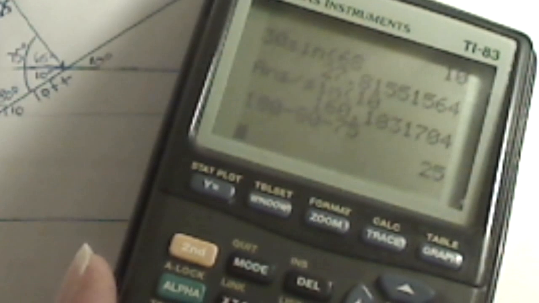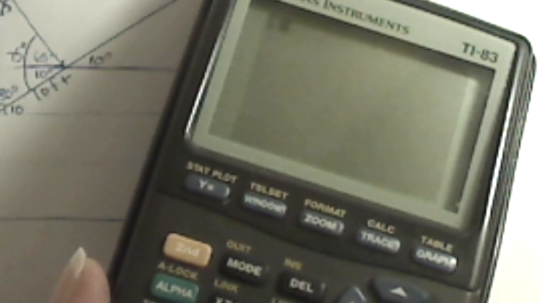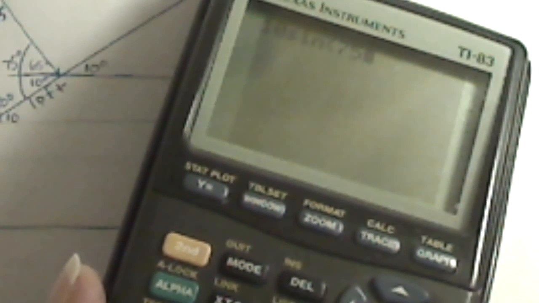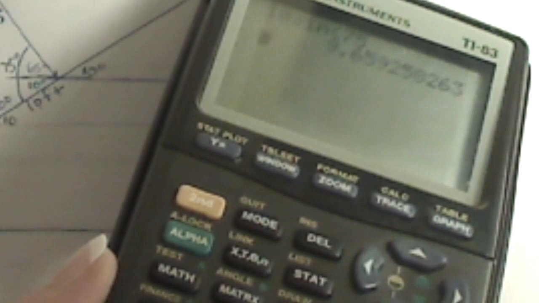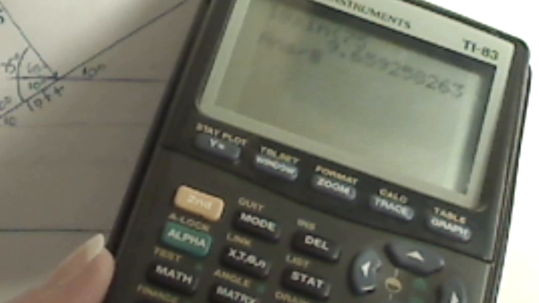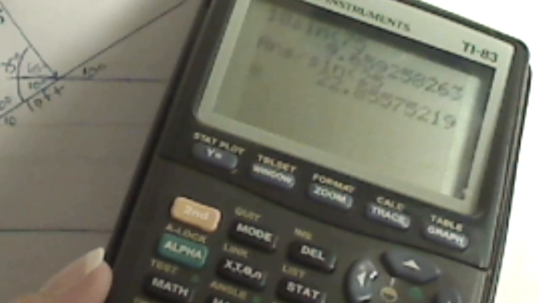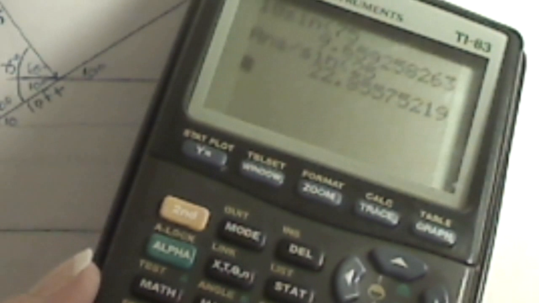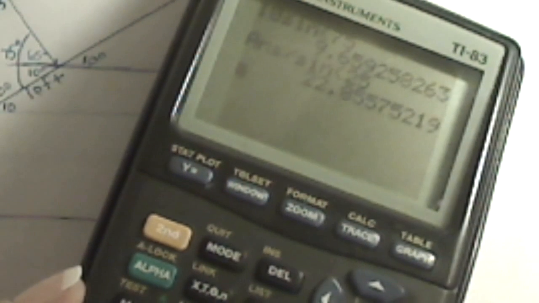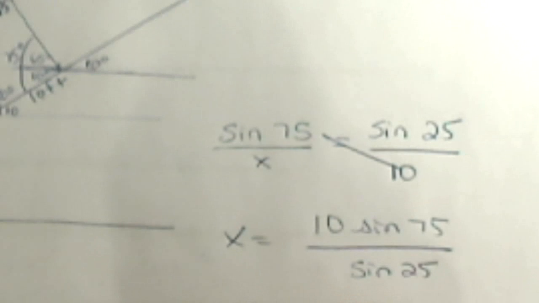So I will take the calculator. 10 sine 75, and then I'm going to divide it by sine of 25. And I get about 22.9 feet tall for the flagpole.